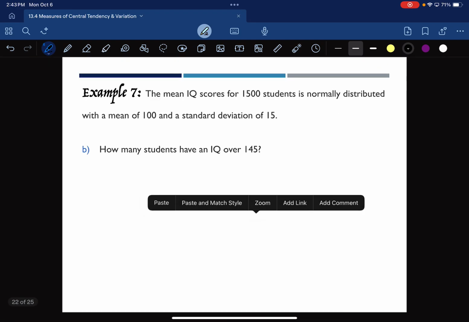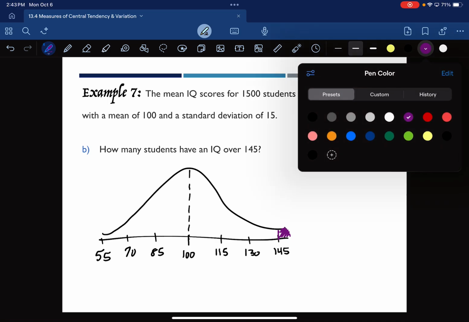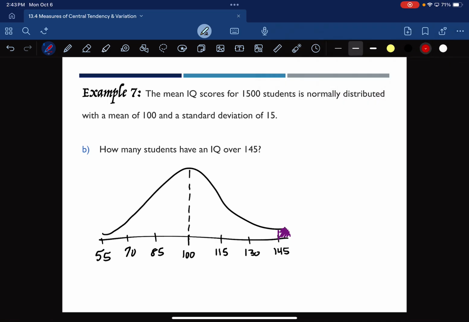Let's do another one. Same context. It says over 145. So here's my 145. It's over here. What am I going to do to get over 145? This looks and feels a lot like our over 12 and under 4, I think it was, from our last problem. Did you just take 2.5% of... So not quite, because we're over here at 3 standard deviations instead of 2, and on that other one, we were at 2 standard deviations.